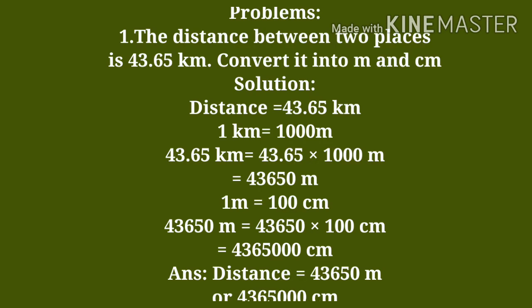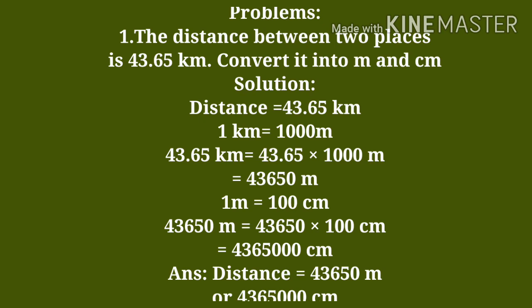Let's discuss a few problems related to measurement. The distance between two places is 43.65 kilometer. Convert it into meter and centimeter. Given the distance between two places as 43.65 kilometer, we know that 1 kilometer is 1000 meter. So 43.65 kilometer is 43.65 into 1000 meter. We get 43,650 meter. Further, we have to convert this meter into centimeter.